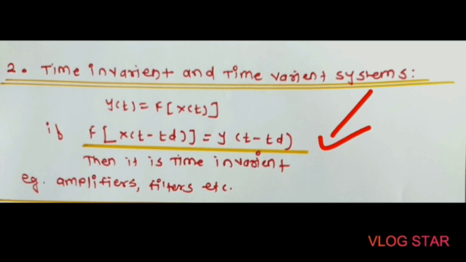Most of the practical systems which we come across are linear time invariant systems. Examples of continuous time linear time invariant systems are amplifiers, filters, etc. So this property can be checked by following the procedure given here.